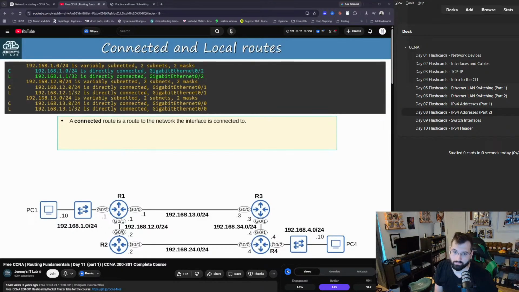A connected route is a route to the network the interface is connected to. R1 G0/2's IP is 192.168.1.1/24. What do the red and blue numbers mean here? Because it's a /24 address, the first 24 bits, the first 3 octets, are the network portion of the address. I've highlighted that portion in red. Then the last 8 bits, the last octet, is the host portion of the address, and I've highlighted it in blue. When you change that host portion to all zeros, the result is 192.168.1.0/24. And notice, that's the destination of that connected route.